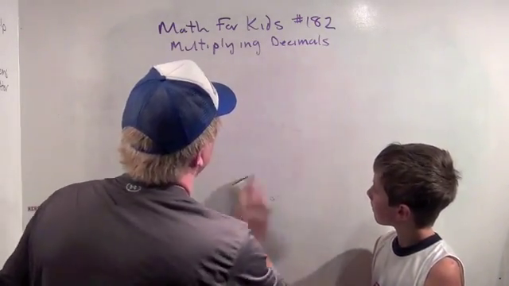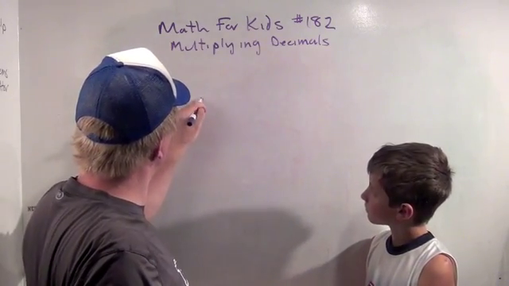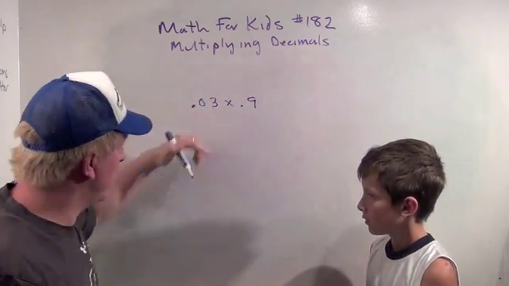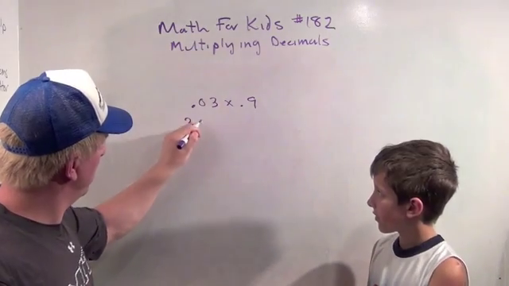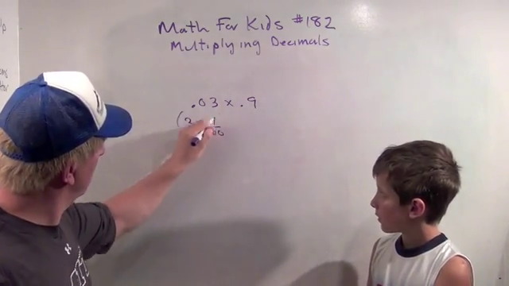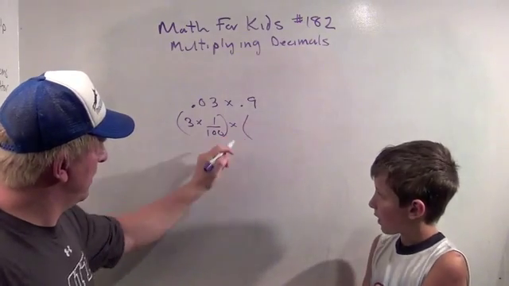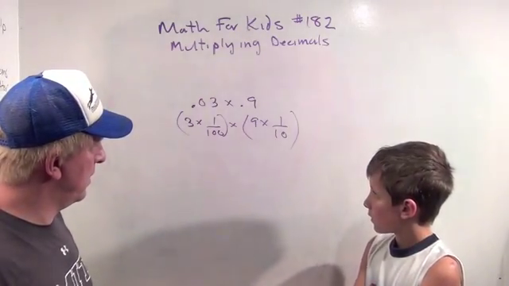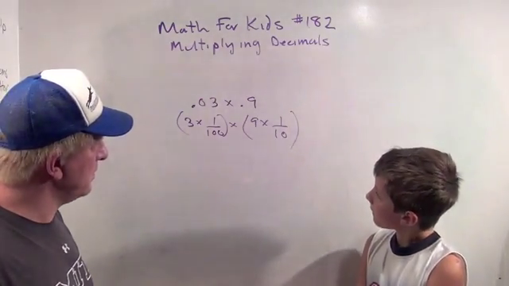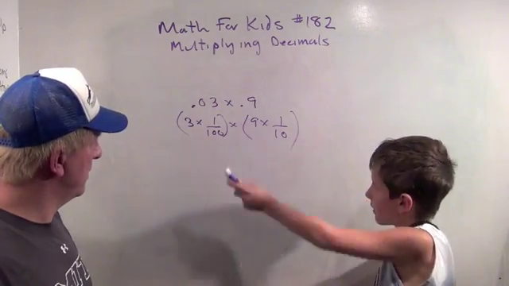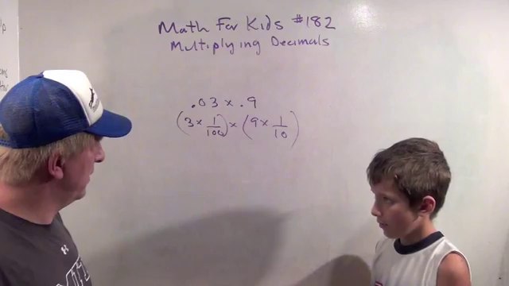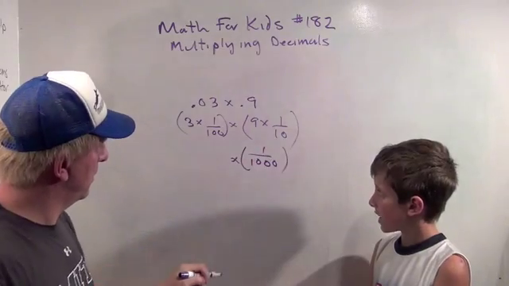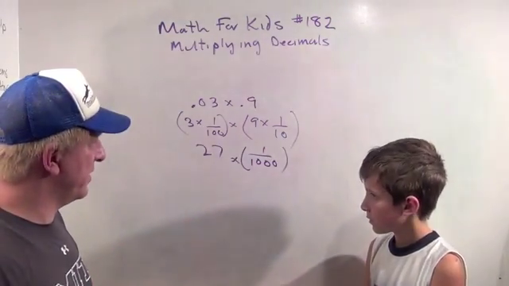One last one. We'll do something like that. What would 0.03 times 0.9 be? And let's write out what is 0.03. It's 3 times 1/100th, times 9 times 1/10. Okay. So 1/100th times 1/10 is 1/1000th. Okay, so we're going to get something times 1/1000. 3 times 9 is 27. So what is 27 times 1/1000?